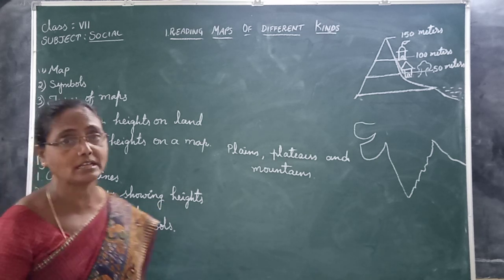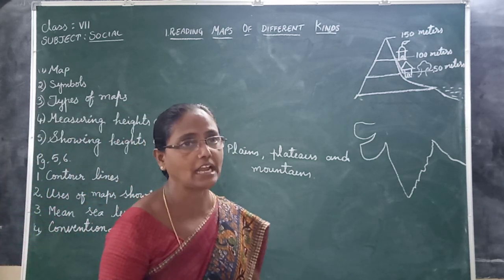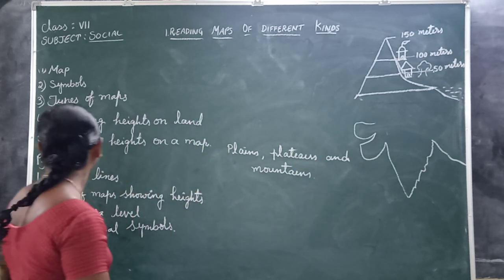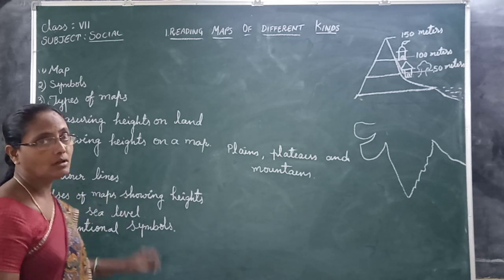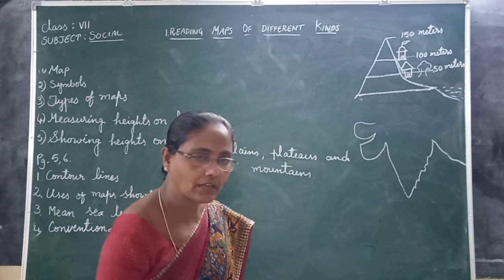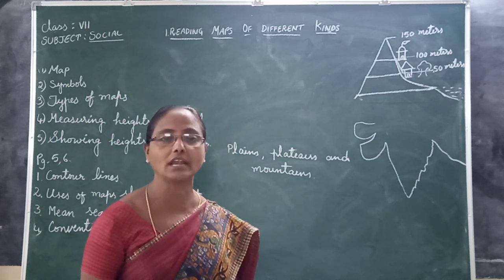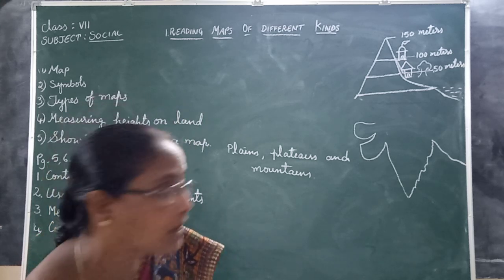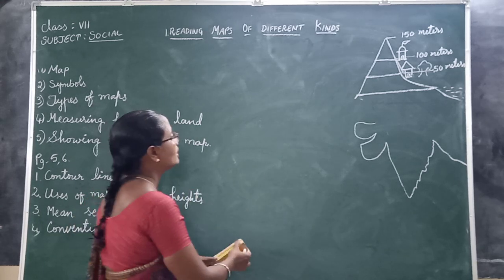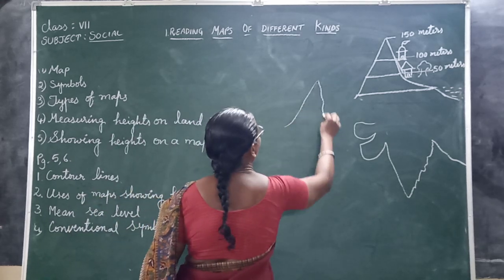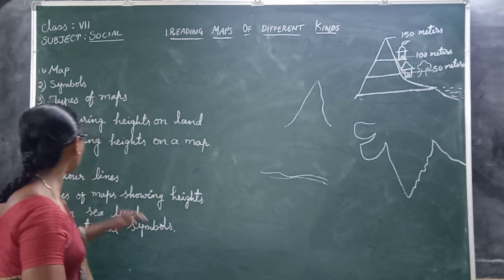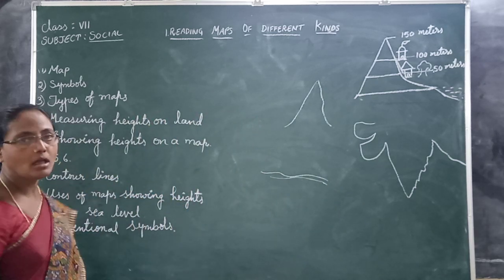Maps help us to understand the nature of the terrain. Terrain means upland. Maps help us to understand the nature of the terrain, where the mountains are, where the valleys are. Okay, understand? This we have to know with the help of these maps.